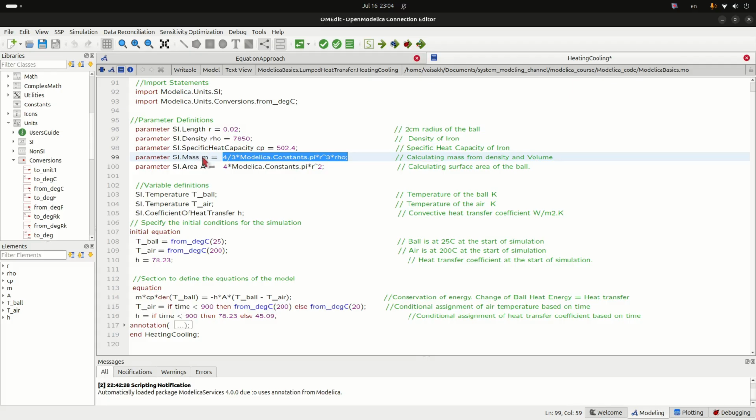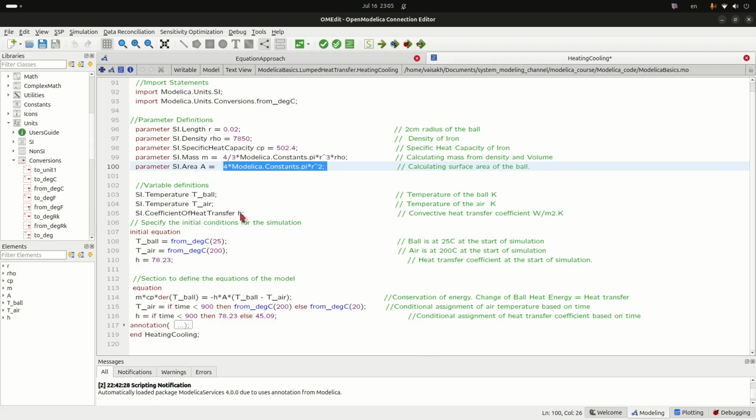So the value of m should also change, but Modelica does not allow the value of a parameter to change over the course of simulation. So any expression that is used to assign value to a parameter should only contain constant values or other parameters. So here the expression for mass of the ball is 4 by 3 pi r cube, which is the expression for volume. Then we are multiplying that volume with density to get the mass. Similarly, for surface area of the ball, we are calculating it using 4 pi r square. This covers all the relevant parameters that are required for the simulation.